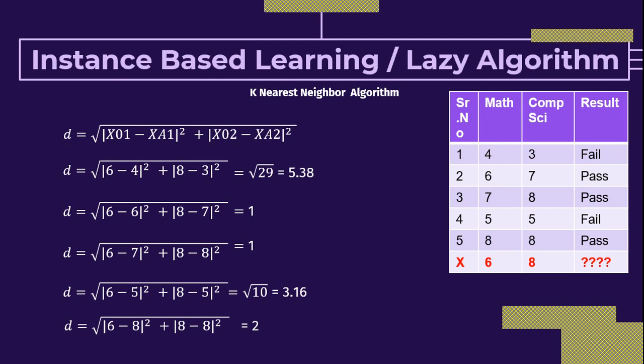So 6 minus 4 is 2, whole square, plus 5 whole square. It is nothing but 4 plus 25, so under root 29. The value of under root 29 is equal to 5.38.